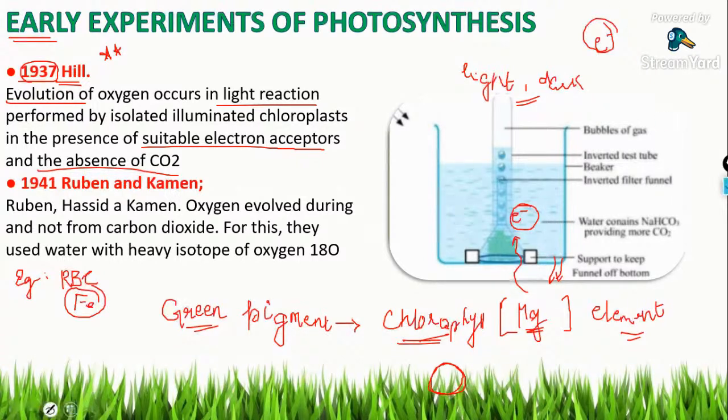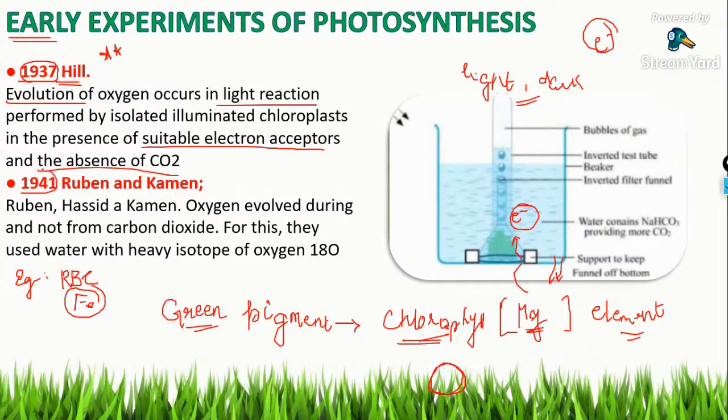So all these things happen because of this particular electron release. So Hill found out that evolution of oxygen occurs in the light reaction, and certain suitable electron acceptors are present inside the chloroplast. Next, I hope you are clear with it.